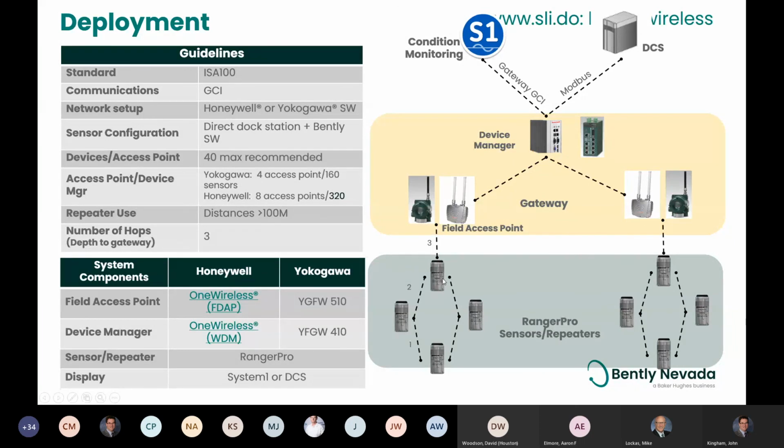Now, this is not the ideal situation where all of the Ranger Pros are going to be repeating through a single Ranger Pro. That puts a lot of load on this. So we would prefer to see a couple extra Ranger Pros here. The other thing that you might notice is, what if I lose this connection here? Say a truck drives in and breaks this communications. Well, this guy's still talking to this Ranger Pro, and they're both transferring all that data back.